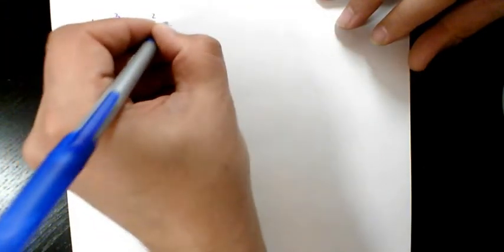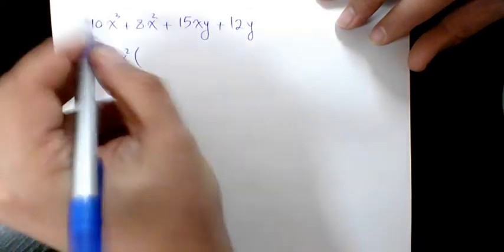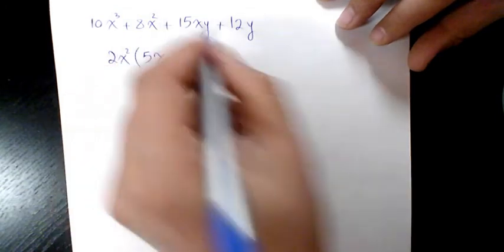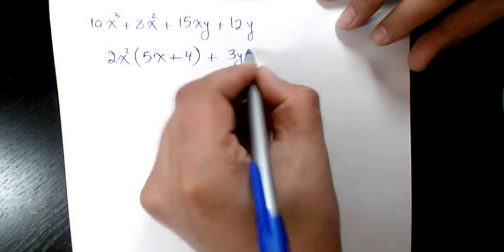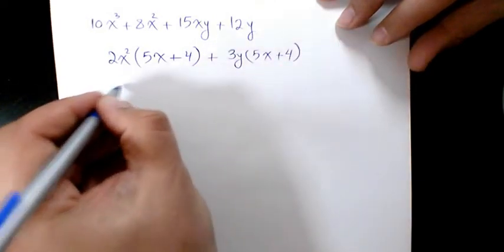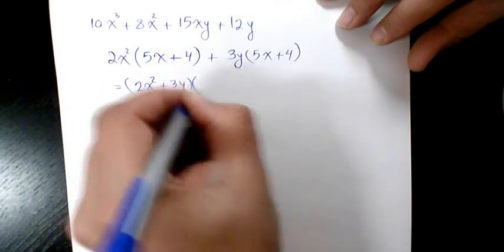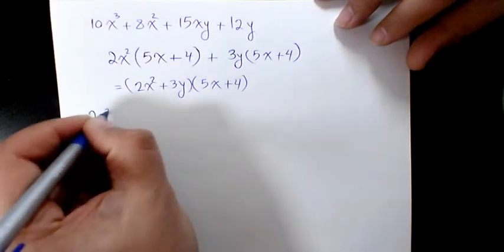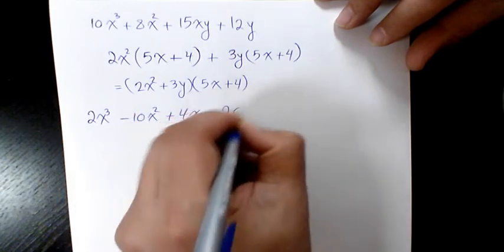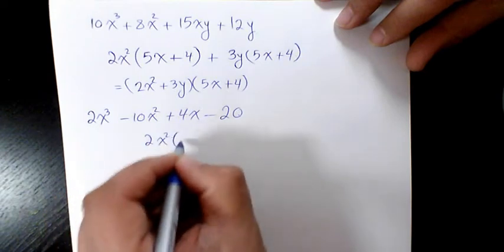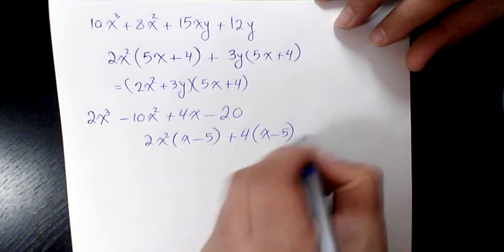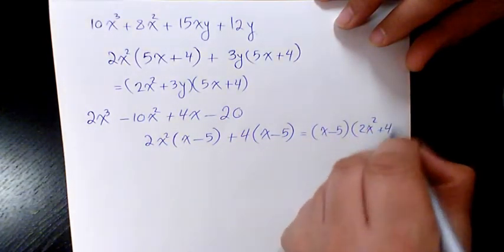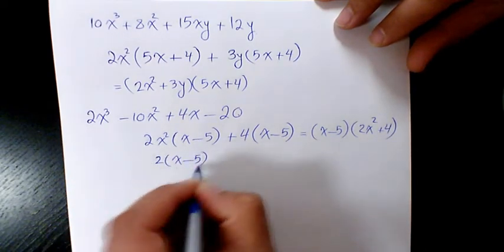Next one is 10x cubed plus 8x squared plus 15xy plus 12y. So factor 2x squared, it's going to make it 5x plus 4. And here you factor 3y, it's going to make it 5x plus 4. So that's going to make it 2x squared plus 3y times 5x plus 4. Next one is 2x cubed minus 10x squared plus 4x minus 20. You factor here 2x squared times x minus 5, factor 4 times x minus 5, then you factor x minus 5, 2x squared plus 4. What you can do, you can factor 2 as well. It's going to be x minus 5, x squared plus 2.